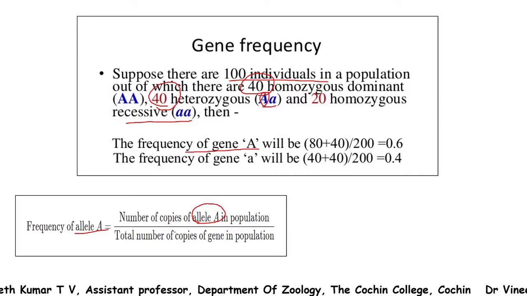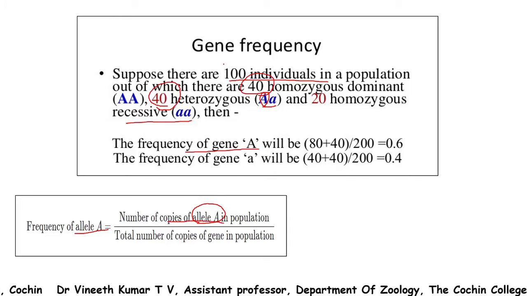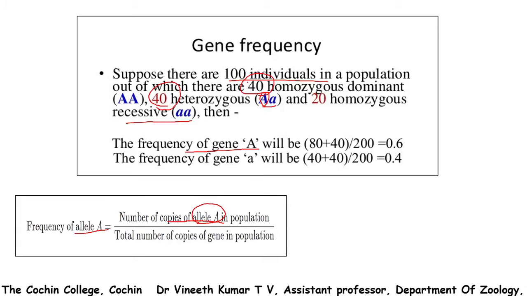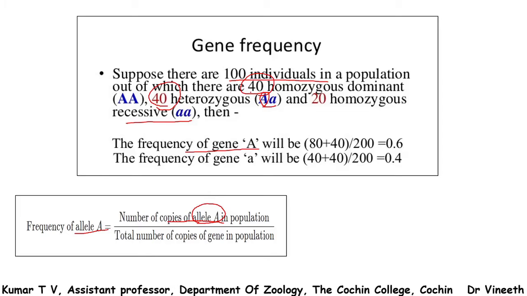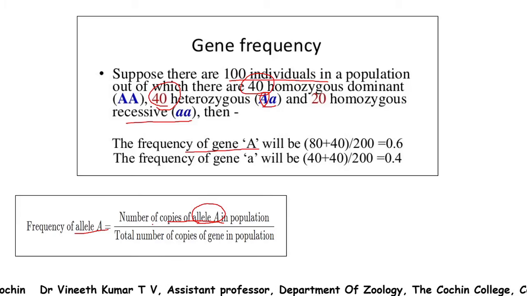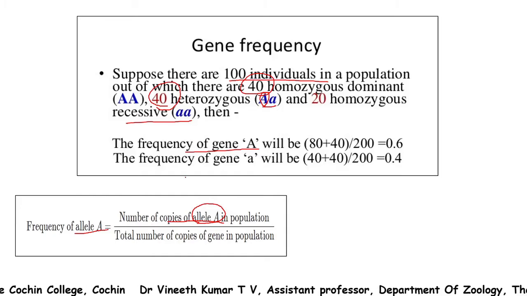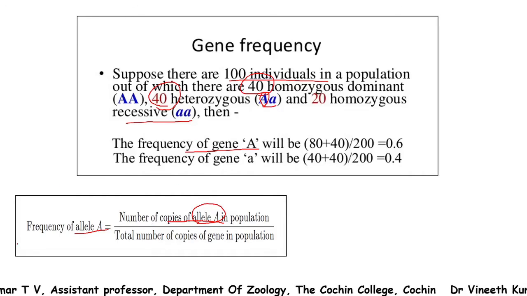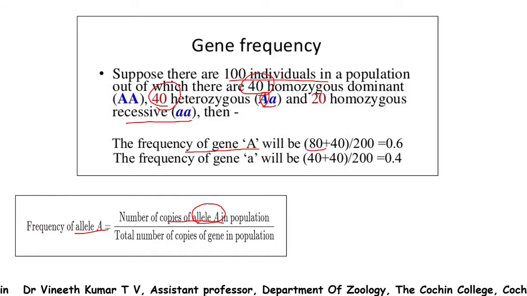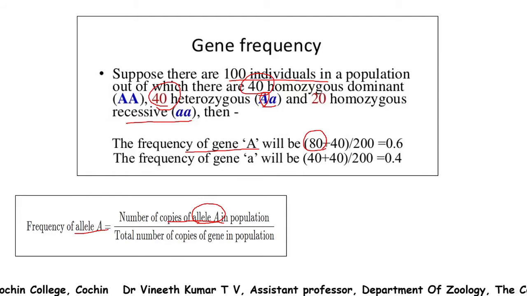So if you take the number of copies of capital A in this population, you have to consider both homozygous dominant as well as heterozygous. Here we are going to count the number of copies. In homozygous dominant, each individual will have two copies of capital A, so the number will be 40 into 2, because each individual is having two copies of capital A, so that is 80.